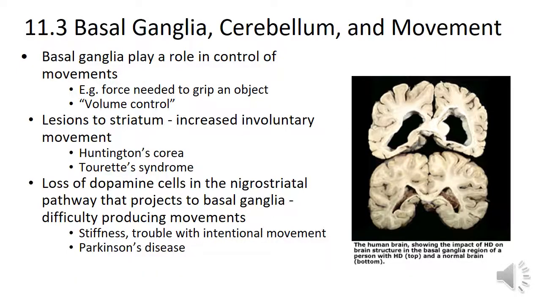One way in which the basal ganglia can be conceptualized in terms of its role in motor activity is that it's sort of a volume control. So it determines how much force is needed in a movement, how strong the movement should be. Lesions to the striatum specifically increase involuntary movements. So for example, the striatum is damaged in Huntington's disease, and if you remember, Huntington's is characterized by this fluid involuntary movement called Huntington's chorea, or like Huntington's dance.